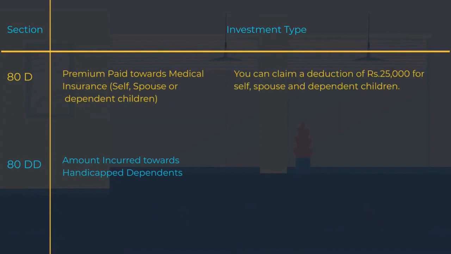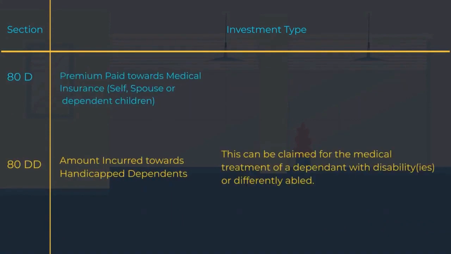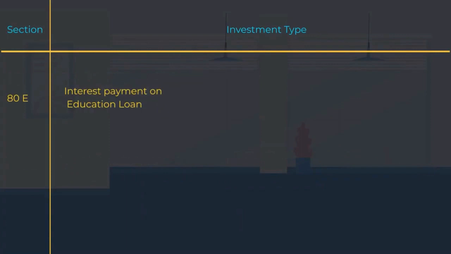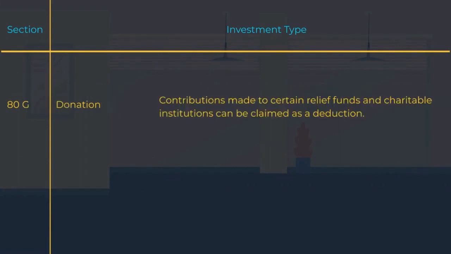You can claim a deduction of 25,000 rupees for self, spouse and dependent children. This can be claimed for the medical treatment of a dependent with disabilities or differently abled. Interest paid on your education loan during the year is allowed as a deduction from the total income. Contributions made to certain relief funds and charitable institutions can be claimed as a deduction.